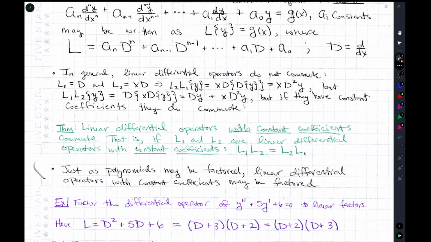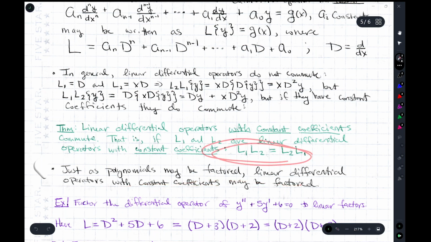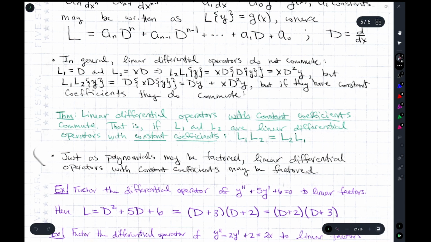And also another note here, just as polynomials may be factored, linear differential operators with constant coefficients may be factored. And this is why I'm discussing the commutativity of differential operators. It's because we're going to factor them. And it's natural then to ask, well, which factor should act first? It turns out it doesn't matter when they have constant coefficients because they commute.